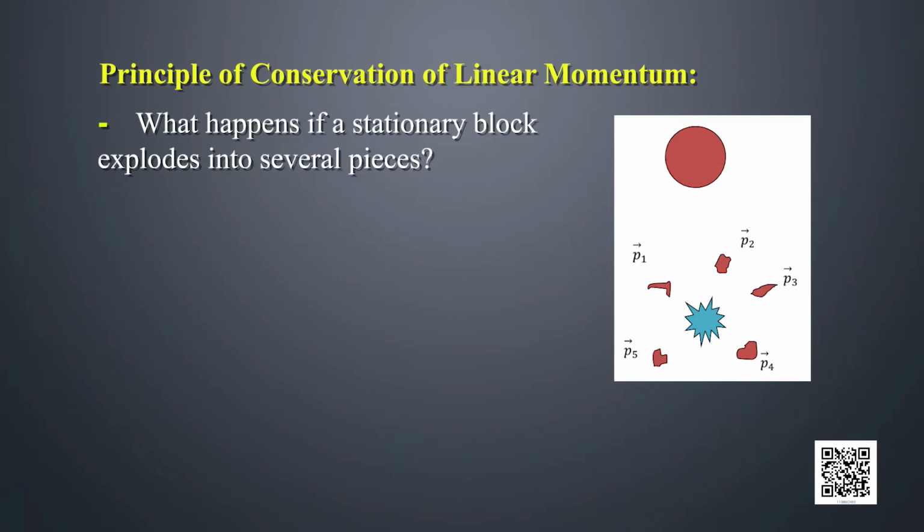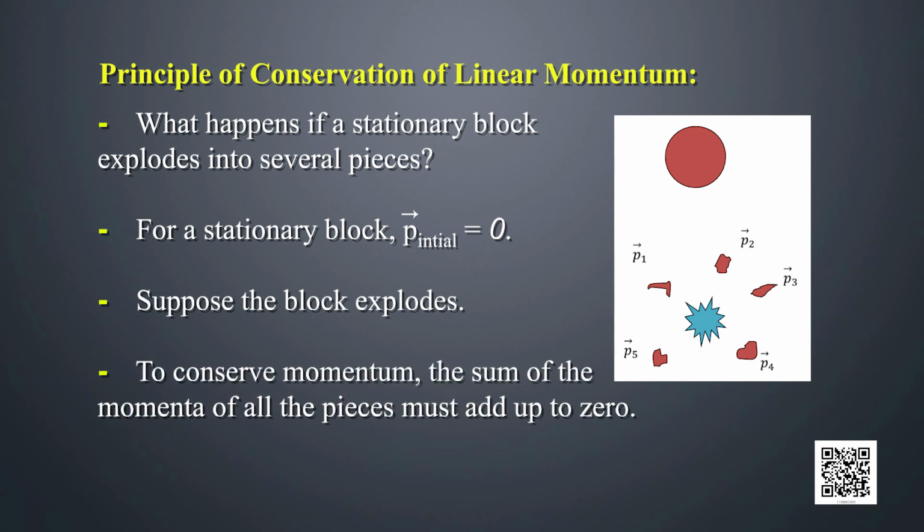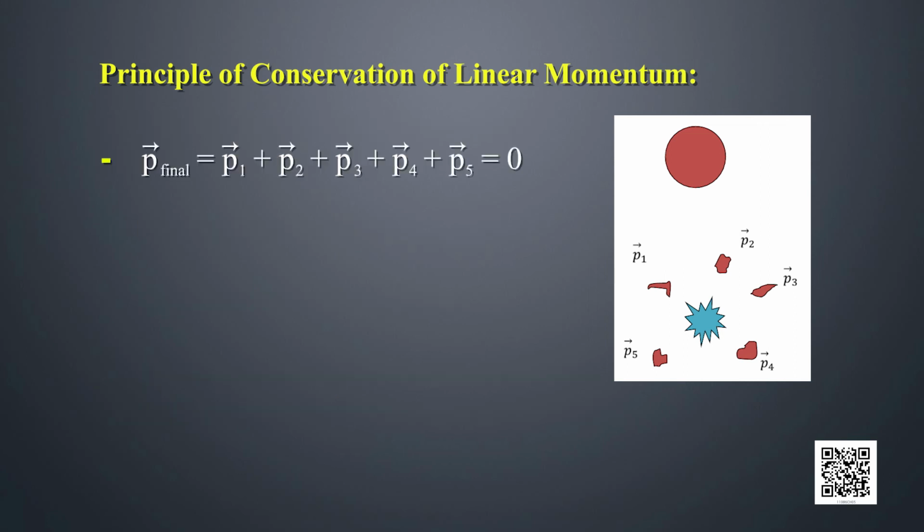What happens if a stationary block explodes into several pieces? For a stationary block, the initial momentum is 0. Suppose the block explodes. To conserve momentum, the sum of the momenta of all the pieces must add up to 0. That is, P final equal to P1 plus P2 plus P3 plus P4 plus P5 is 0, where P1, P2, P3, P4, P5 etc. denote the momenta of individual pieces into which the block has exploded.